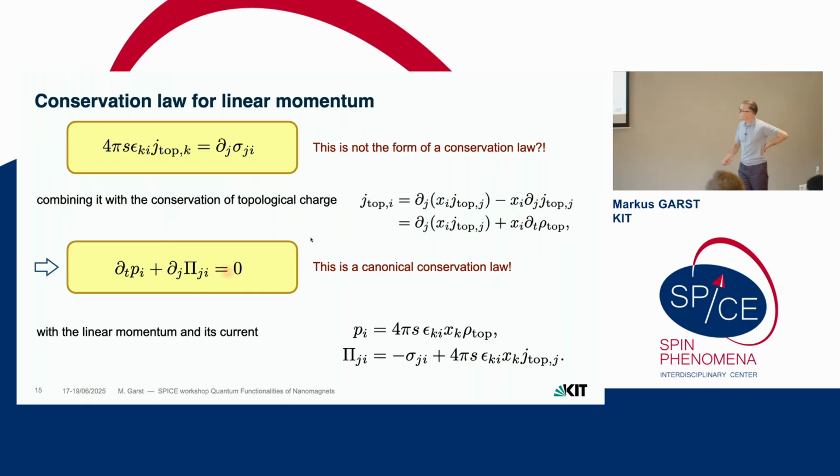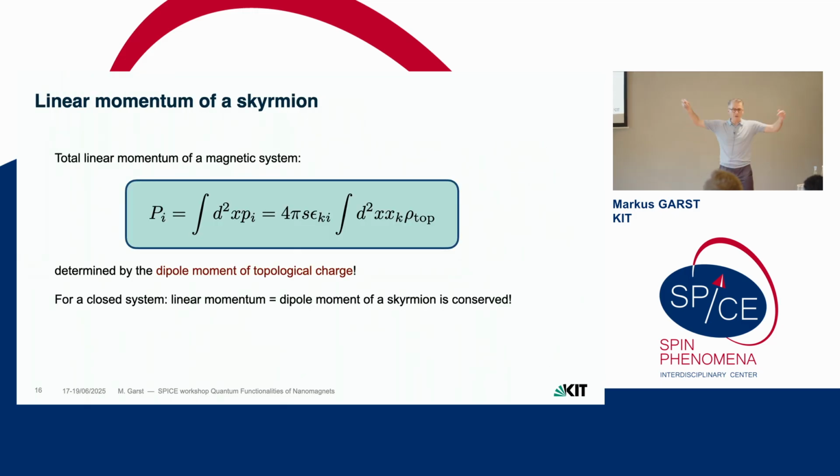And in particular, if you now integrate that for a closed system where there is no current leaving or entering the system, you get for the total linear momentum of a magnetic system this expression. Essentially, it's a prefactor times the first moment of topological charge. Yeah. So if you take the topological charge, multiply position, integrate it, the claim is that this is the linear momentum of the system.